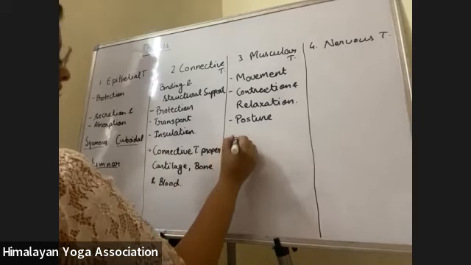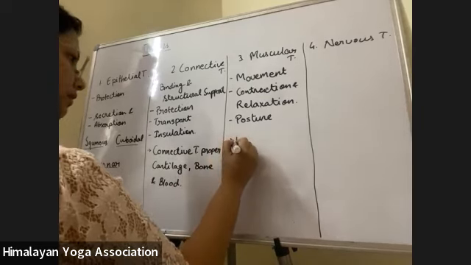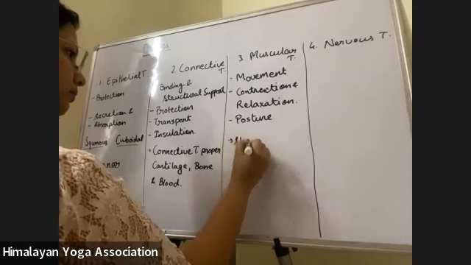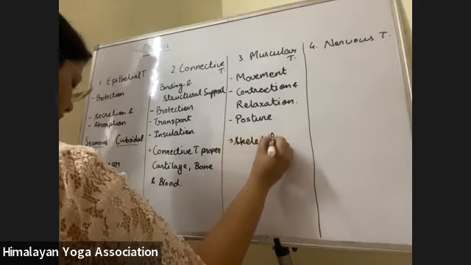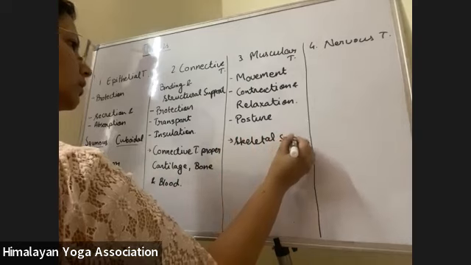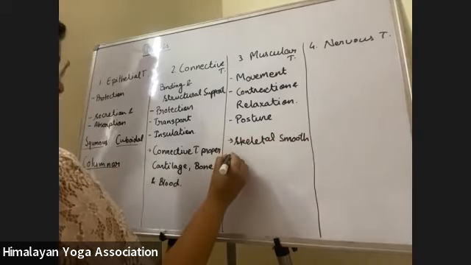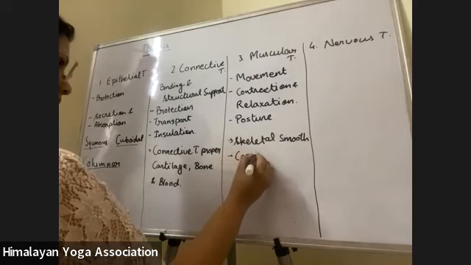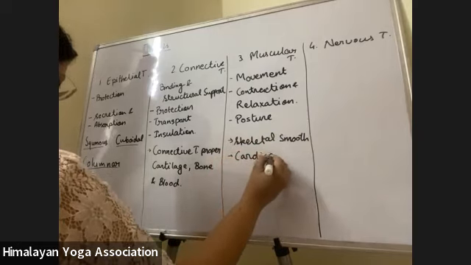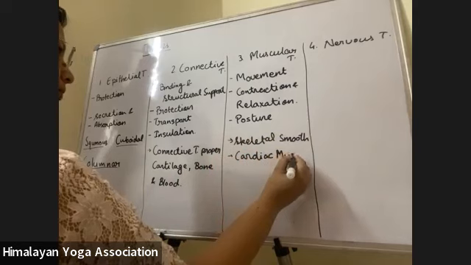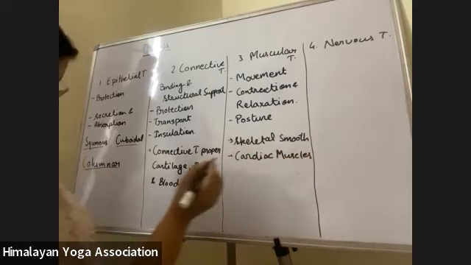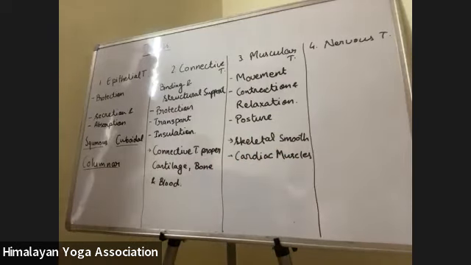What are the types of muscular tissues? It is skeletal, smooth tissues, and cardiac. Then last we have nervous tissues.